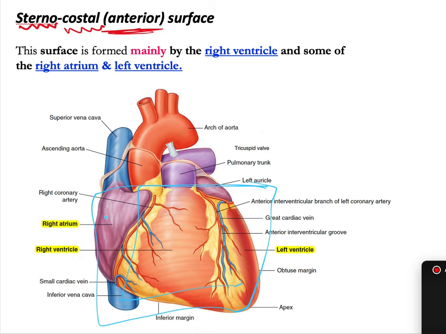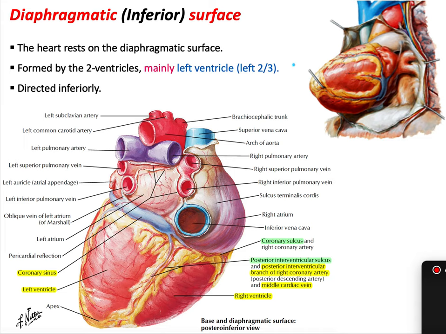Let us just imagine the heart. You don't have to memorize everything, guys. Sometimes, if you imagine correctly, you can answer any question. So it's formed by the right atrium, right ventricle, and part of the left ventricle. Those form the anterior surface of the heart.